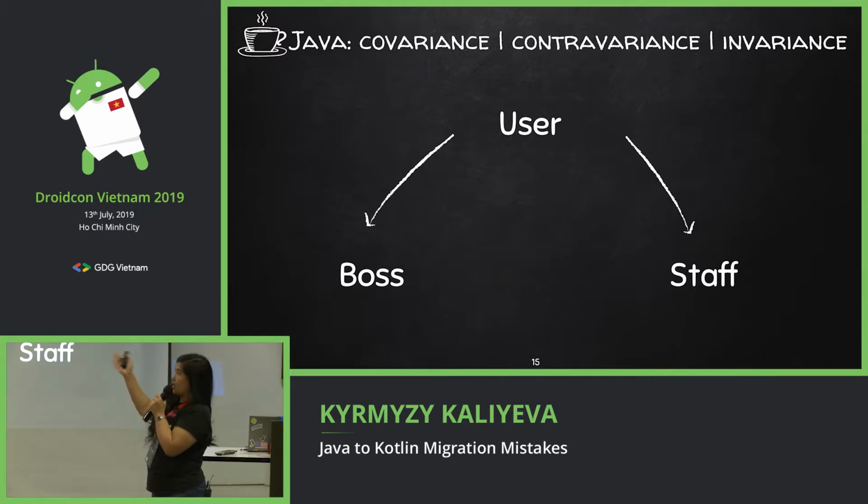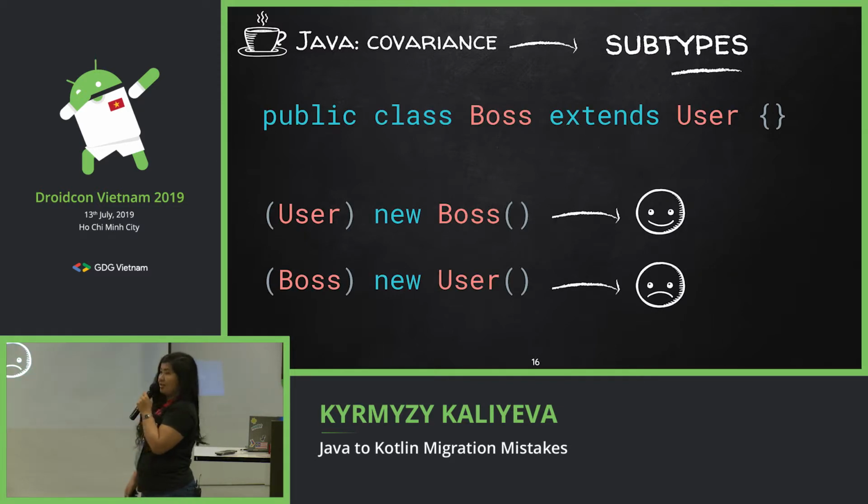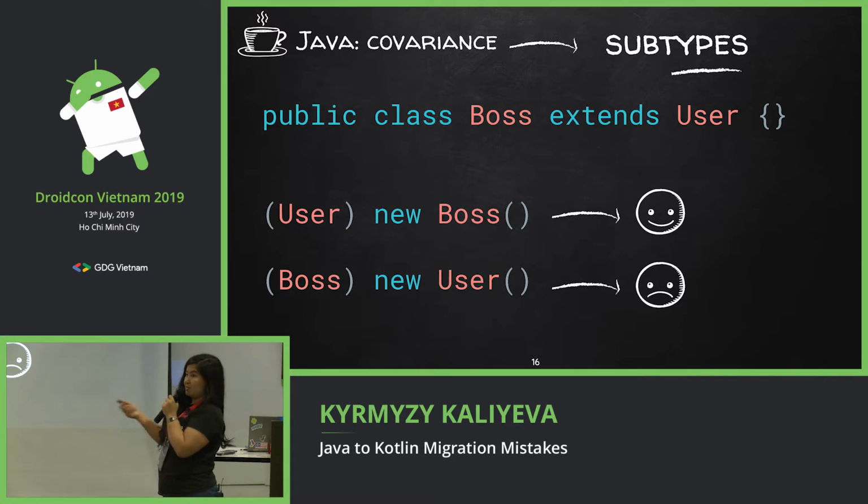Java is all about object-oriented programming, which is inheritance. We have a parent class User and a child class Boss. Covariance, you have to remember, accepts subtypes. For example, Boss extends User. We can create a User by following subtypes, but not vice versa.